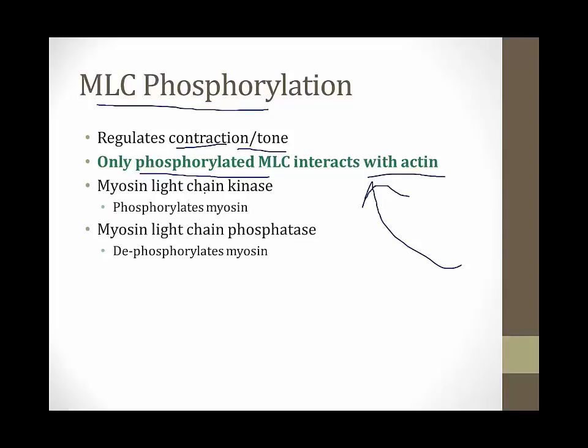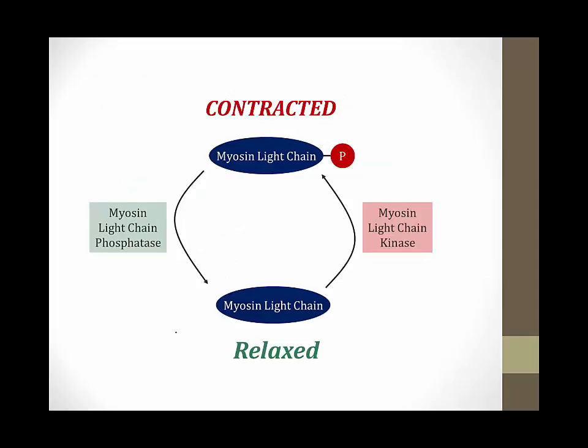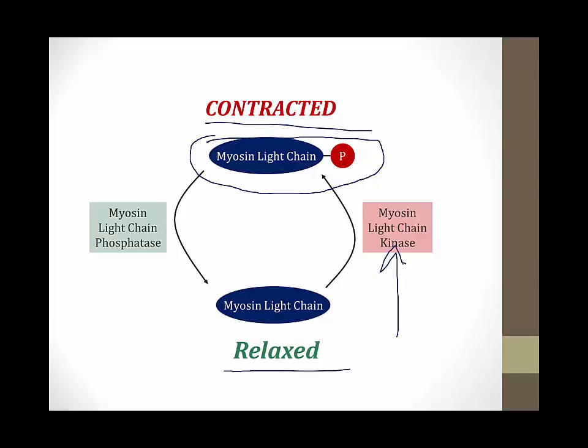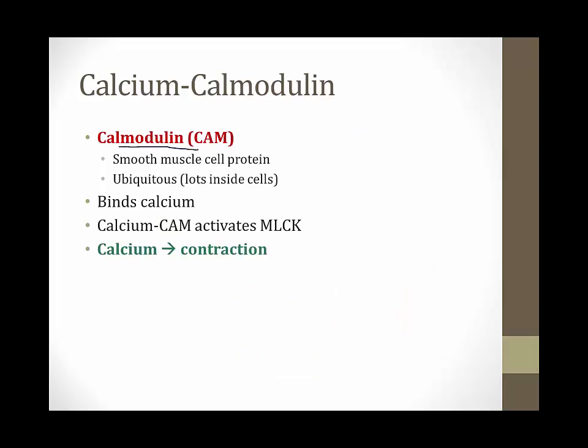There are two enzymes that participate in this process. Myosin light chain kinase phosphorylates myosin, and myosin light chain phosphatase dephosphorylates myosin. And here's a picture just to make this more clear. So myosin light chain, when it's phosphorylated, leads to contraction. When it is dephosphorylated, that leads to relaxation. Myosin light chain kinase will phosphorylate myosin light chain, and myosin light chain phosphatase will dephosphorylate myosin light chain. Calmodulin is a smooth muscle cell protein. It's ubiquitous, meaning there's lots of it inside of smooth muscle cells.